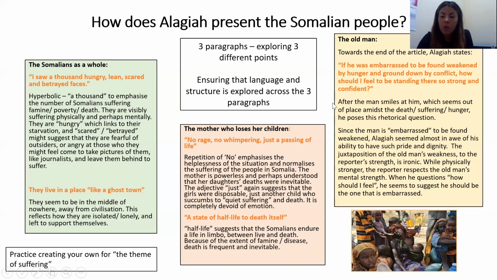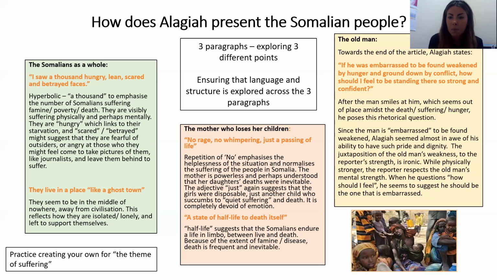Okay, then lastly, I chose to focus on the old man. He is the last person that is focused on in the extract. And I think it creates a shift in tone as well, where we move from these images of incredible suffering and death and brutality to when it centers on the old man, it almost changes perspective when this old man smiles.